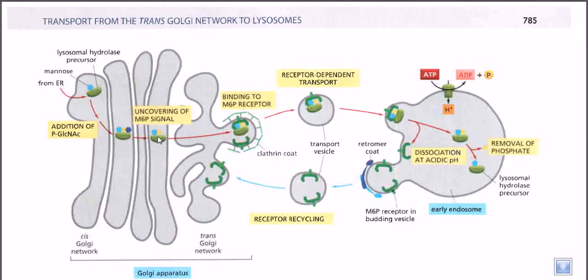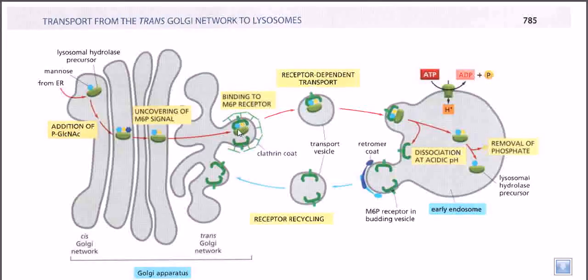This hydrolase precursor, along with the mannose and N-acetyl glucosamine residue, makes a signal molecule for the mannose 6-phosphate receptor, which is present in the trans-Golgi network here. This green colored, huge receptor is called the M6P receptor, or mannose 6-phosphate receptor. These receptors are there, to which this hydrolase precursor molecule is attached via the mannose residue.